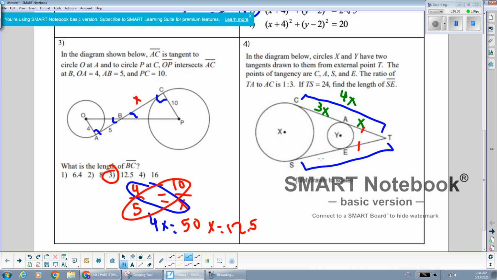And we need to find the length of SE. Well, what we can do is we can find x and we can plug in. Because if these wholes are congruent and these pieces are congruent, then these pieces have to be congruent as well to each other. So we can just find x and we can just plug in over here. They do tell us that TS is 24, so that means that 4x is 24 because the whole segment's 4x. So 4x is 24. And if I do 24 divided by 4, that gives me 6.